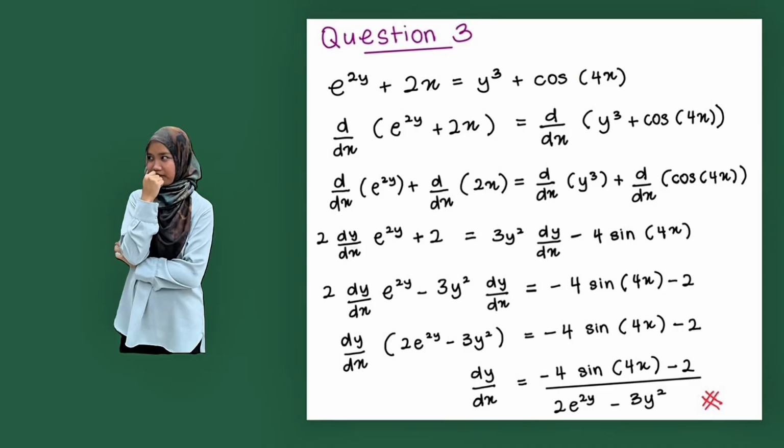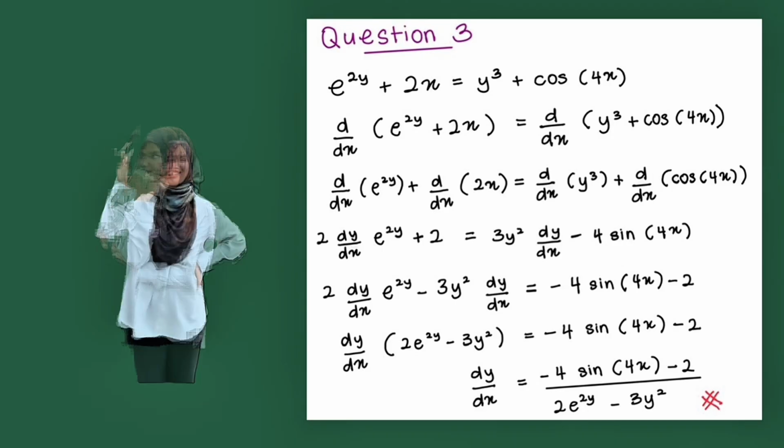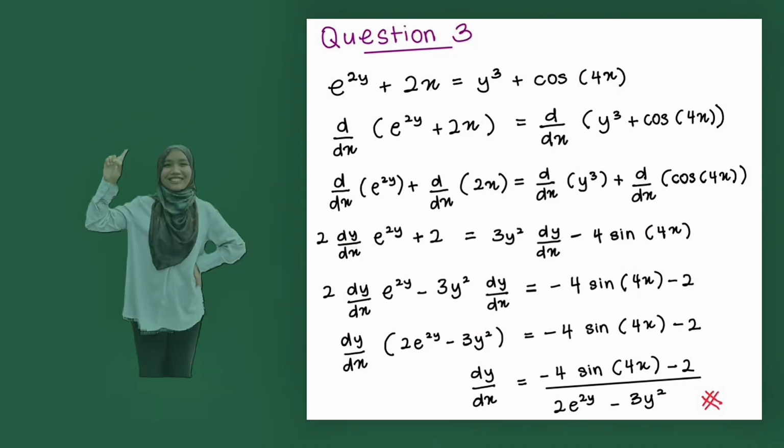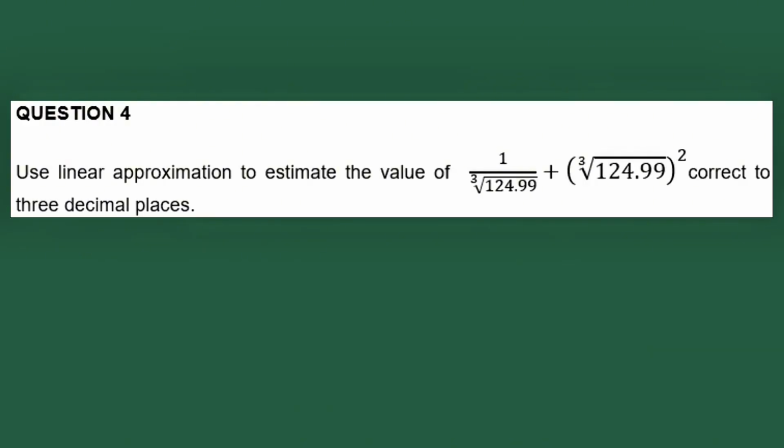And step 3, solve for dy over dx. So, for the final answer, we will get dy over dx equals negative 4 sine 4x minus 2 over 2e to the power of 2y minus 3y squared. So now let's move on to question number 4.